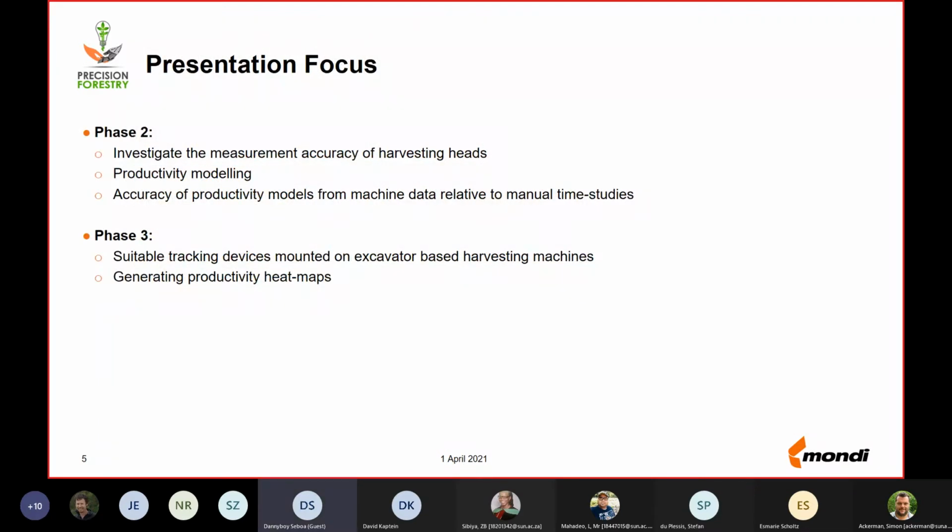So for this presentation this afternoon, we're only going to focus on phase 2 and phase 3. Meaning phase 2 is when we investigated the accuracy of the harvesting heads, and when we modeled productivity from the harvesting head, comparing it with manual time studies. And then phase 3, where we looked at a suitable tracking device to mount on the excavator-based harvesting machine and the generation of productivity heat maps.